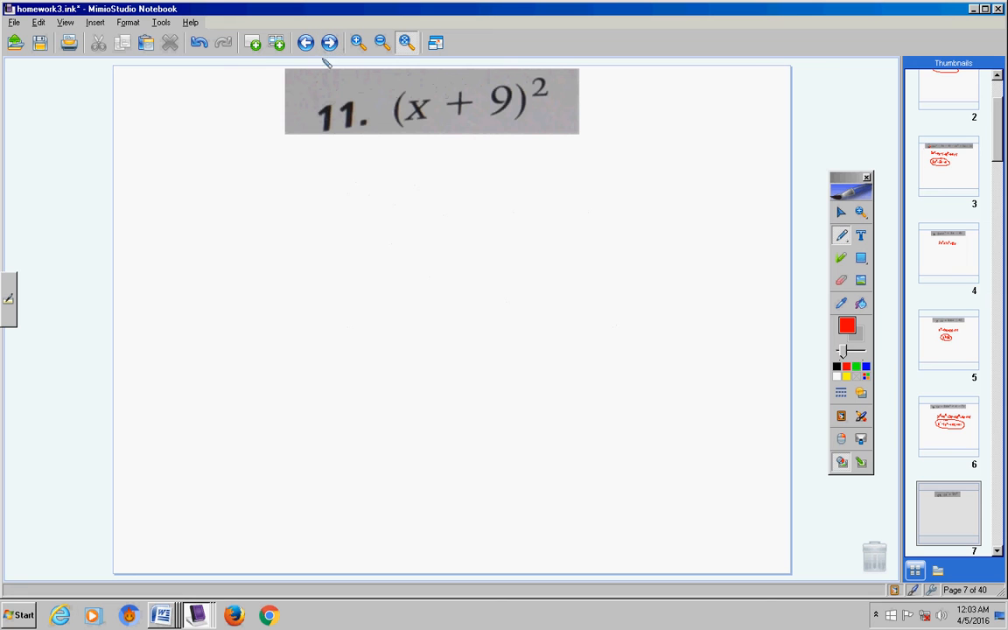Moving on to number 11. Alright, x plus 9 squared means you're going to write the x plus 9 two times like this, okay? You do not multiply the 2 through and get x squared plus 81, okay? You cannot do that because you have two terms on the inside. And whenever you have two terms like this, you cannot take the power and multiply it through.